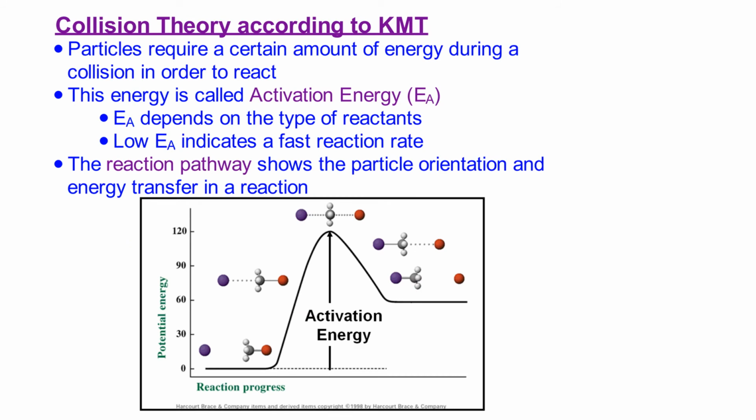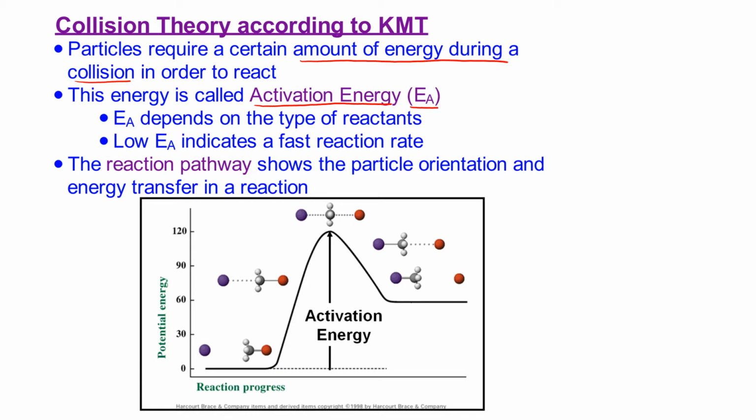So we saw at the start of the video that the first criteria is that molecules have to collide with each other in the correct orientation. The second criteria is that they have to have a certain amount of energy during a collision in order to react. So if they have a very low energy, the chances of a chemical reaction happening are not super high. And that energy that particles need to have in order for a reaction to happen is what we call the activation energy, or the EA is how you abbreviate it.